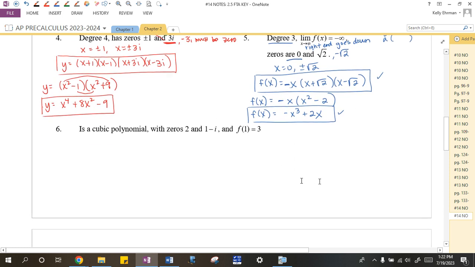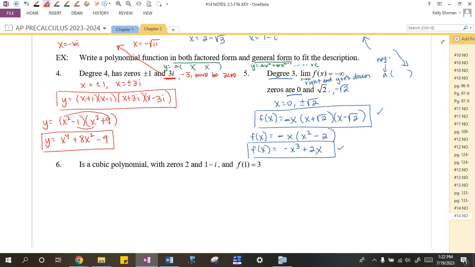6 has one extra thing that we haven't had yet. So, okay, we're told cubic, so that means degree 3. We're given a 0 of 2 and 1 minus i. Remember, that has to have a conjugate pair. 1 plus i also has to be a 0. And then here's another thing.